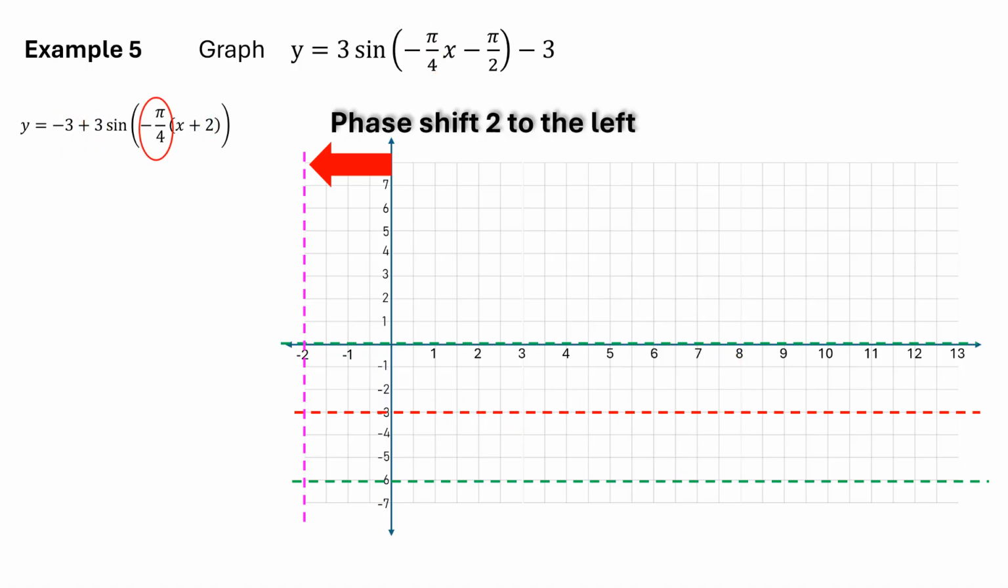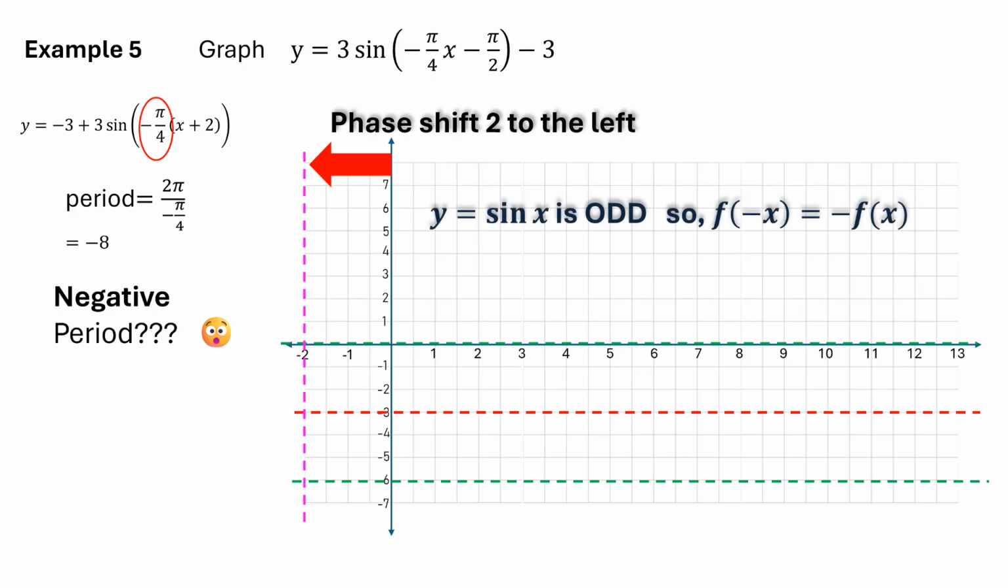Now we need to look at the period. So you have -pi/4, the thing that you factored out. Remember that the period is going to equal 2 pi divided by whatever that number is. So this, and then you get -8. But wait a second, a negative period, what does that mean? Well, thankfully, we don't have to deal with that because sine is an odd function. What does that mean? It's symmetric about the origin is what you would say. And so that means that f of -x is the same thing as negative f of x.